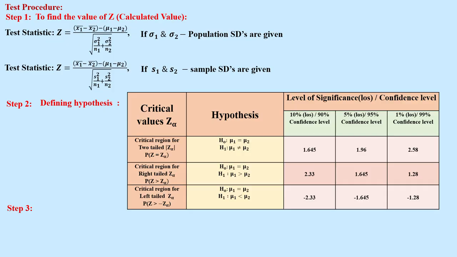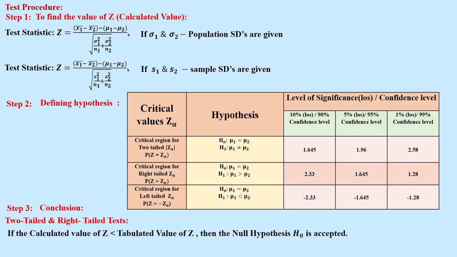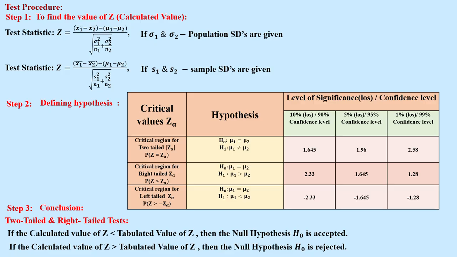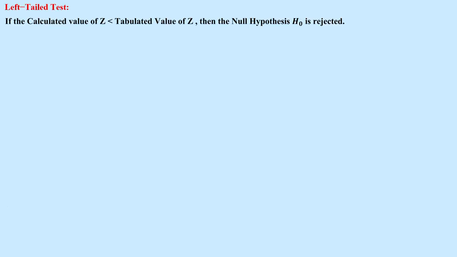Step 3, conclusion. We are comparing the calculated value and the tabulated value. Calculated should always be less than tabulated for the right tail and two tail. For the left tail test, if you are taking the negative value, it will be reversed, right? Calculated is greater than tabulated value, because if it is negative, you take the modulus value. If you have a negative value in the right tail or two tail, take the modulus value, then compare with the tabulated value, right?